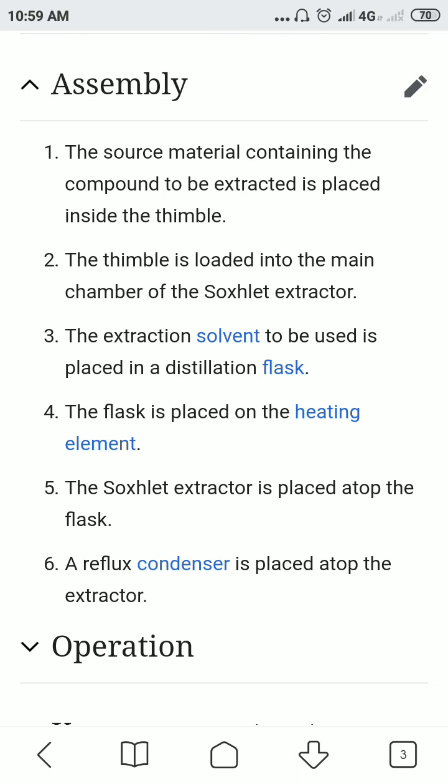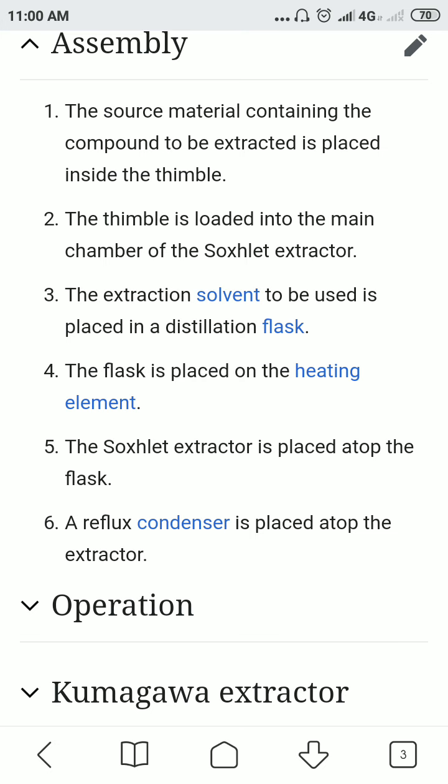So in this assembly you can easily see that the source material containing the compound to be extracted is placed in a thimble, and this thimble is put in the Soxhlet extractor, which is the middle part. The extraction solvent is placed in the distillation flask, मतलब round bottom flask, which is put in the bottom part. So the bottom part contains solvent, the middle part contains drug. The last one, the upper part, is a reflux condenser placed upon the extractor.